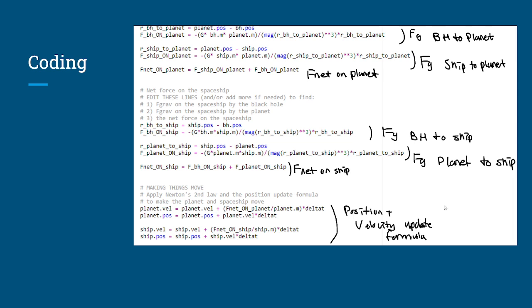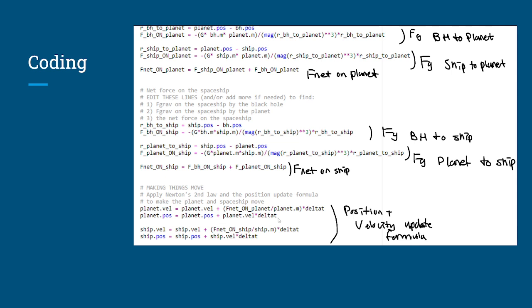Alright, so the coding part. All the coding parts use a specific equation, which is just the gravity equation. So this part, this part, this part, and this part use the same equation, where this one calculates how much the black hole affects the planet, how the ship affects the planet, and then we combine that to figure out the whole force on the planet. While this one is the same thing but for the ship: how much the black hole affects the ship, how much the planet affects the ship, and the whole net force on the ship. You just add it together.